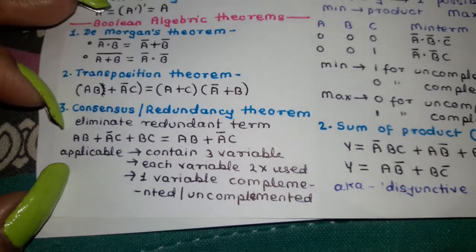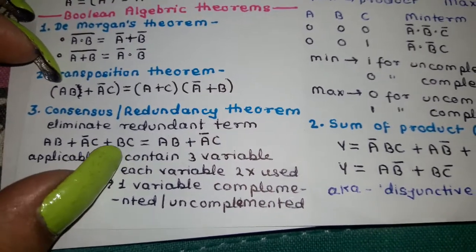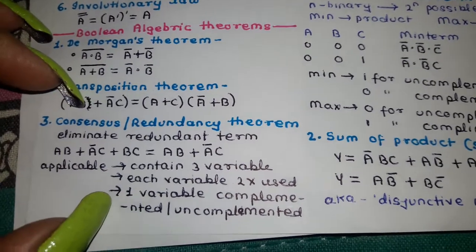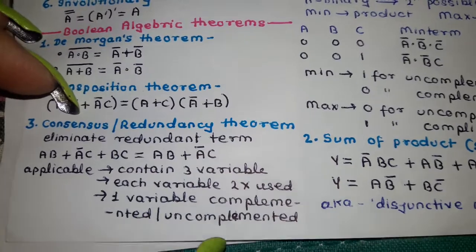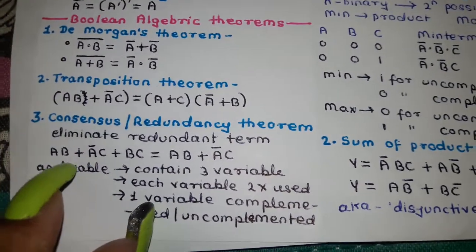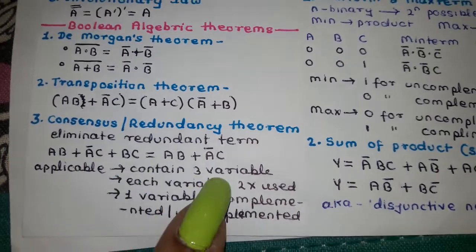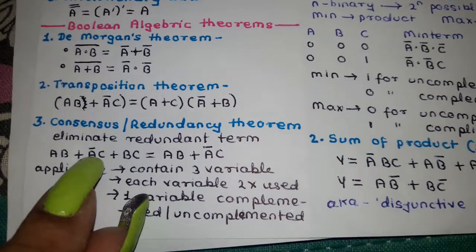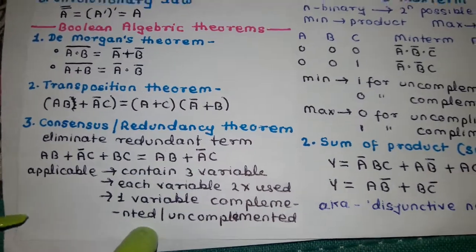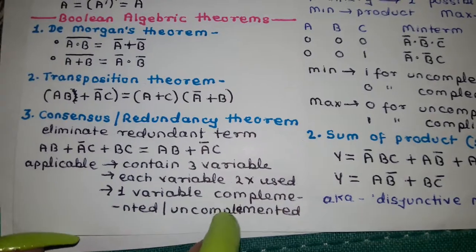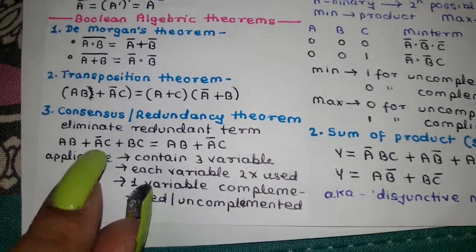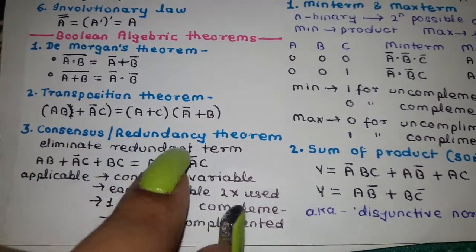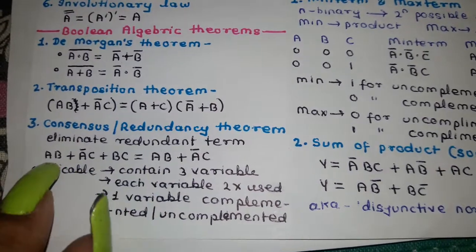It is applicable to an equation that contains three variables, where each variable should be used twice, and one variable is complemented and uncomplemented. Here you can see it contains three variables: AB, A'C, BC, so three variables A, B and C. Each variable is used twice: A two times, B two times, C two times. And then we need a variable that is both complemented and uncomplemented. Here we have A in complemented as well as uncomplemented form. So the consensus or redundancy theorem is applicable to such equations only.